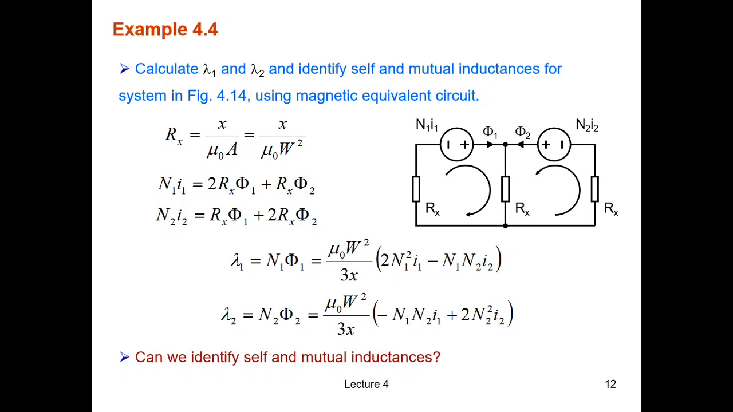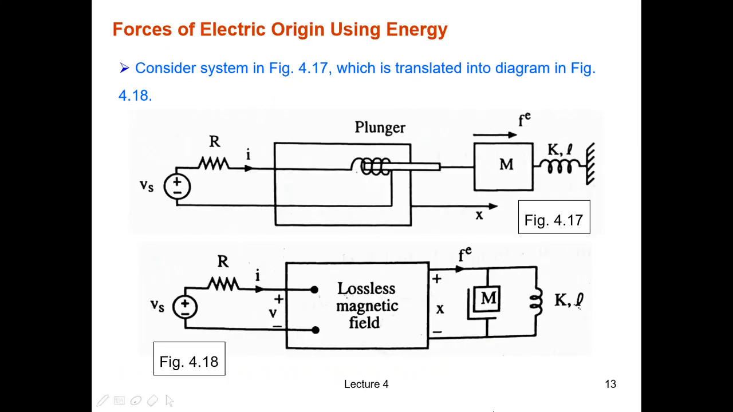So we can establish a magnetic equivalent circuit as shown on the screen here, and after some calculation we can solve for phi1 as a function of I1 and I2, also phi2 as a function of I1 and I2, so we can calculate lambda 1 and lambda 2 as we normally do. Therefore my question is, can we identify the self and mutual inductances now? So that is the end of part 2.